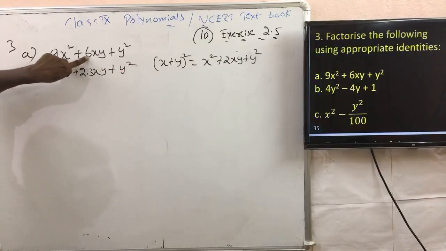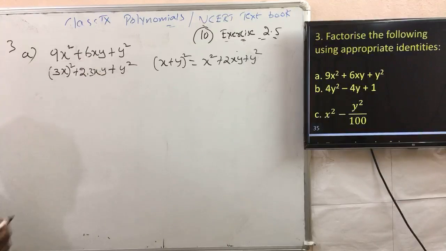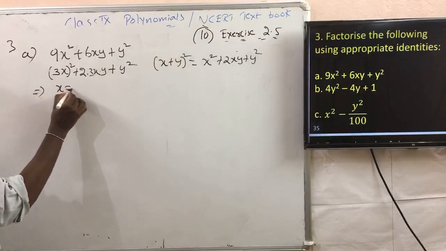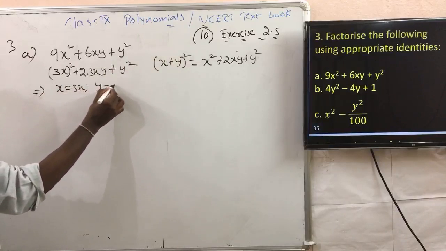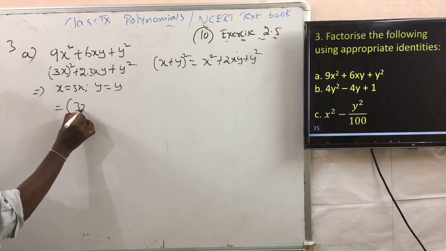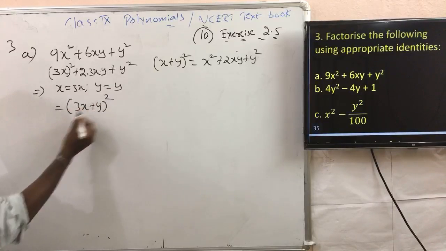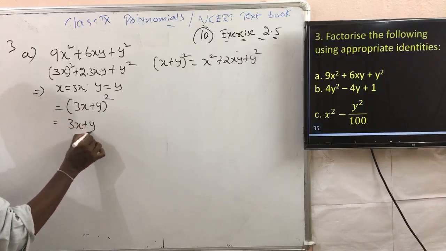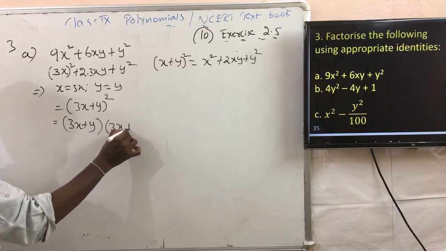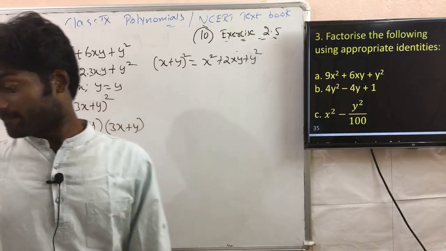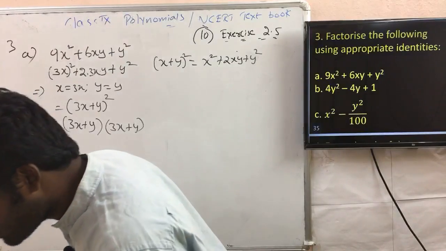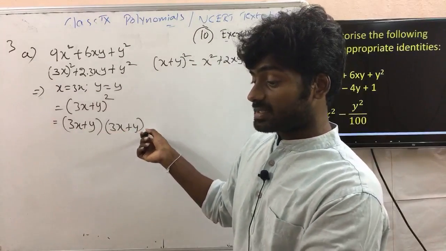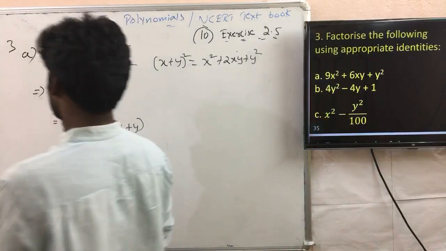Go back now. 2 3s are 6 into xy. Yes. So obviously it is in the form of x plus y whole square, where x equals 3x and y equals y itself. So it is 3x plus y whole square. If asked to factorize, you can write it like this: 3x plus y into 3x plus y. Any doubt here? Very good. 3x plus y whole square, already given. 3x plus y into 3x plus y. Now we can move to the next question.